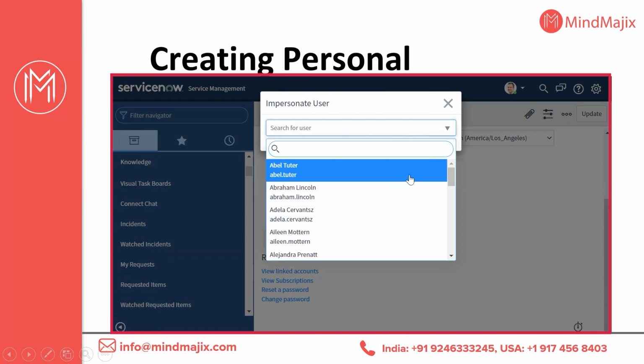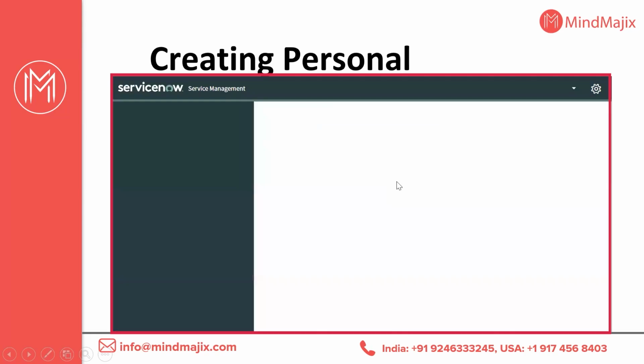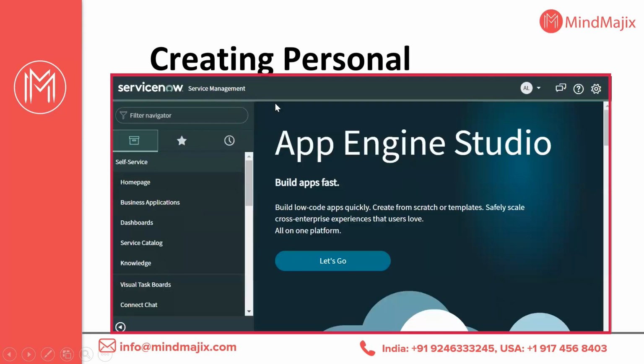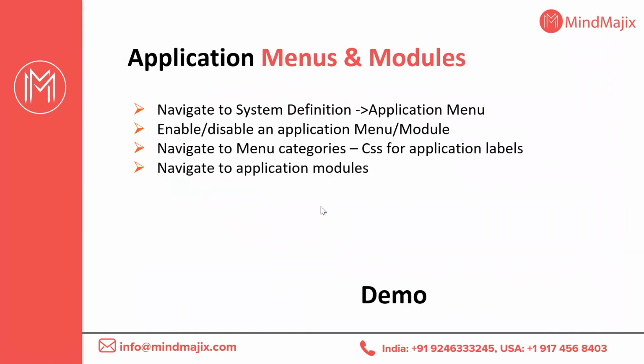For example, say Abraham Lincoln is having an issue. If I click on that, their particular instance will open. Then you can check the issue. Don't edit anything, just check the issue and then click on end impersonation. When you click on end impersonation, you will come back to your own profile and instance. And then you can log out also if you want to.